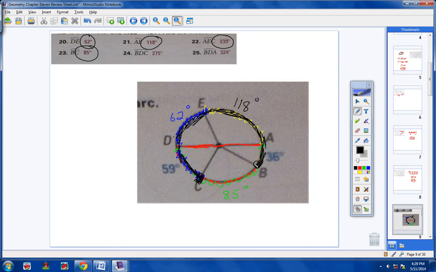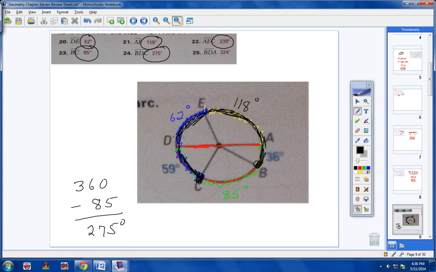Well, I could add up 36 plus 118 plus 62 plus 59, and that would give me the answer. But I've got a faster idea. Notice arc BDC goes from here all the way around to here. And so why not just take 360 and subtract out the only arc that's left, which is 85 degrees. And if you do that correctly, you will get 275. So if you add 36 and 118 and 62 and 59, you will get 275. So the answer is 275.